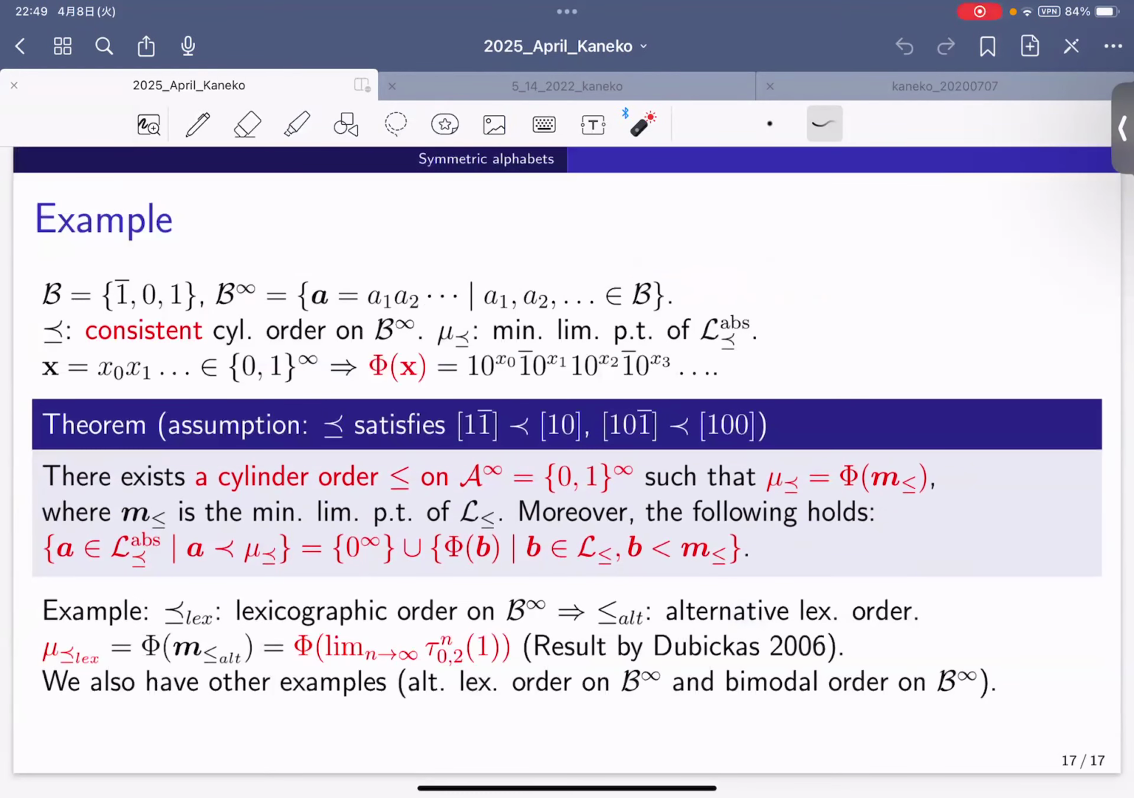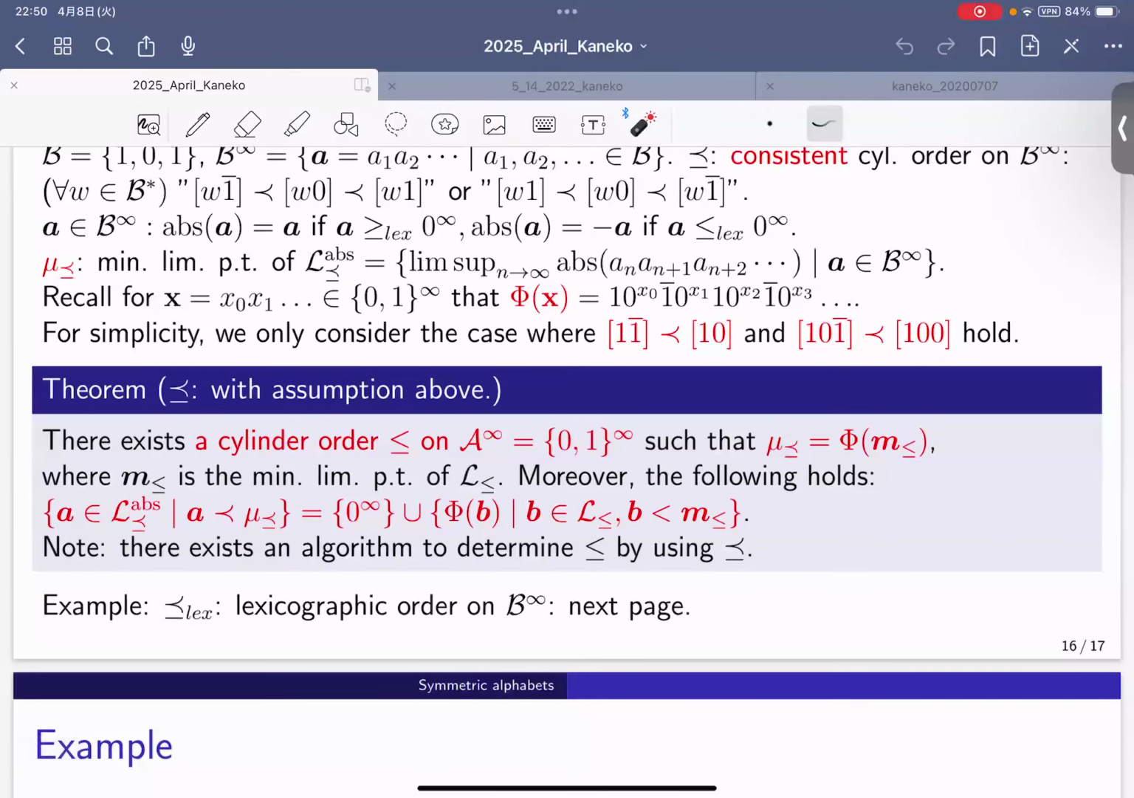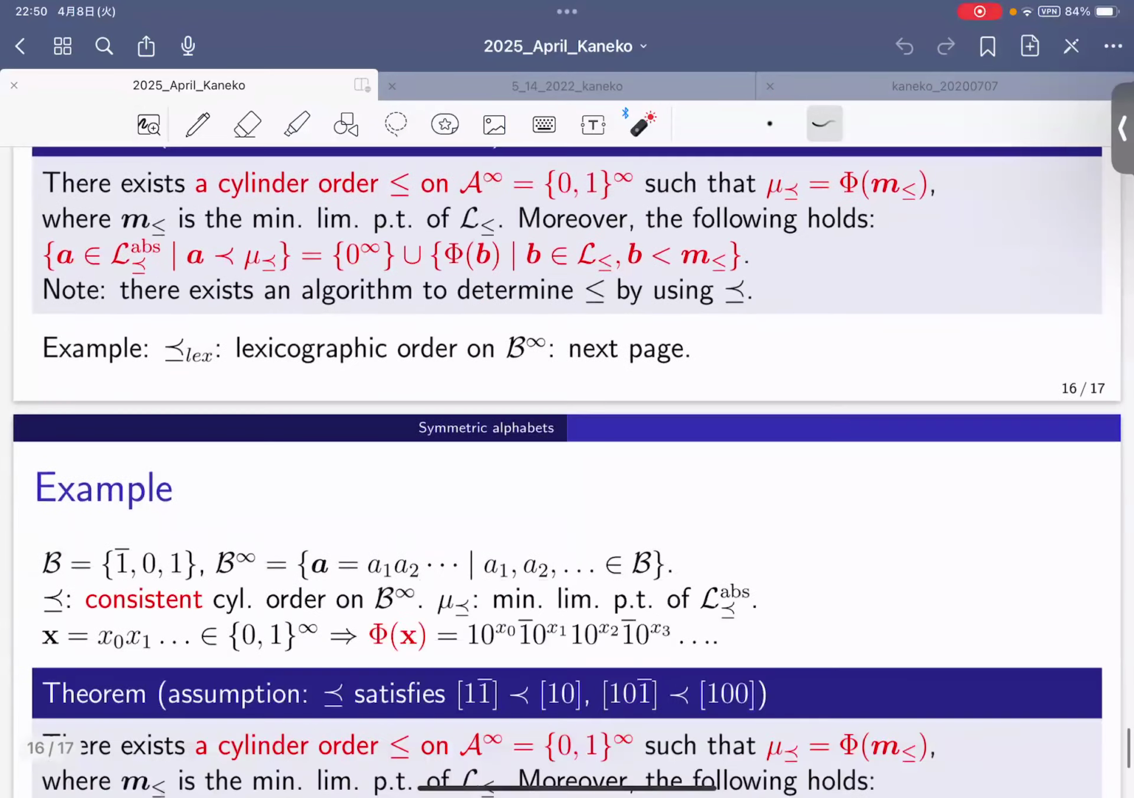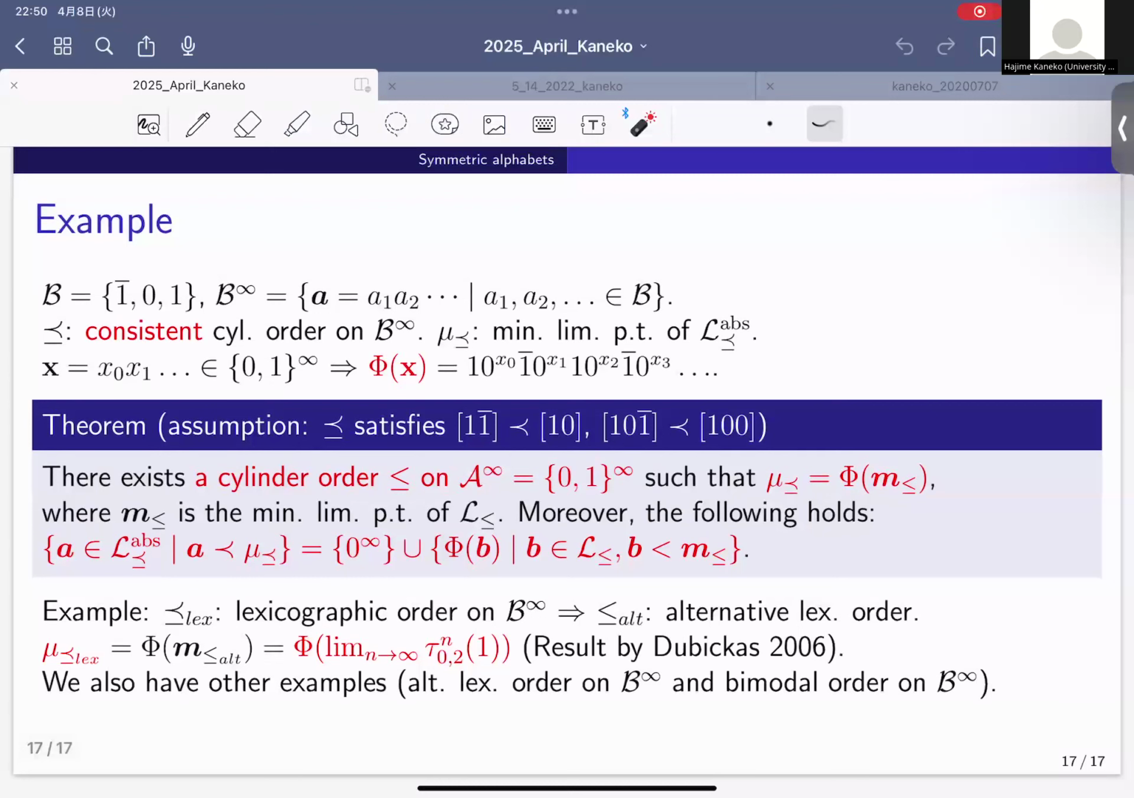I'm sorry, but we have more applications for the alternative lexicographical order on -1, 0, 1 and the bimodal order on -1, 0, 1 infinite. But I omit the details. This generalization has other applications. So it's the time. Thank you for your listening.